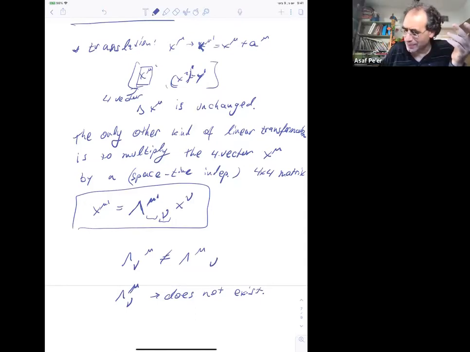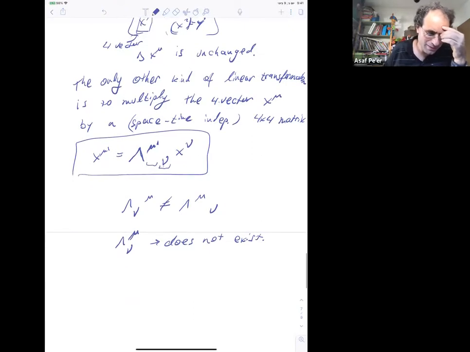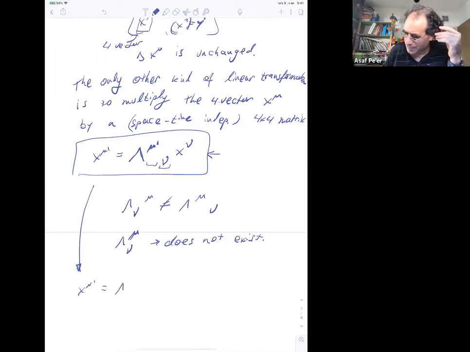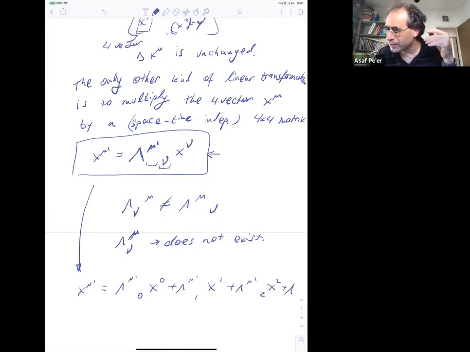Yes. Let's make a simple example, and then you see exactly. If I write down, for example, this equation, what is really written here, since there is a summation over nu, is x mu prime equals lambda mu prime 0 x 0 plus lambda mu prime 1 x 1 plus lambda mu prime 2 x 2, plus, I've run out of space, plus lambda mu prime 3 x 3. Right, that's what's really written here.